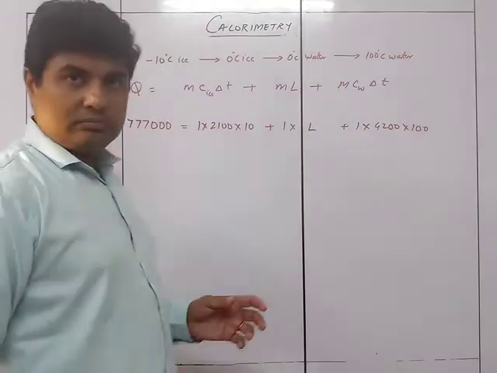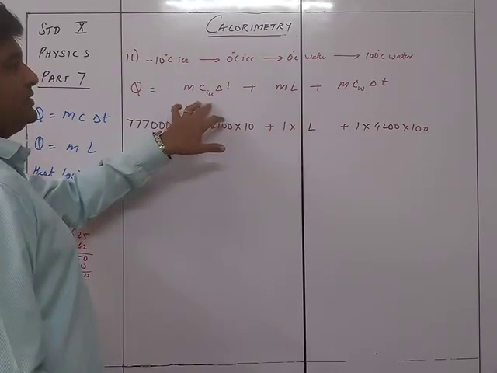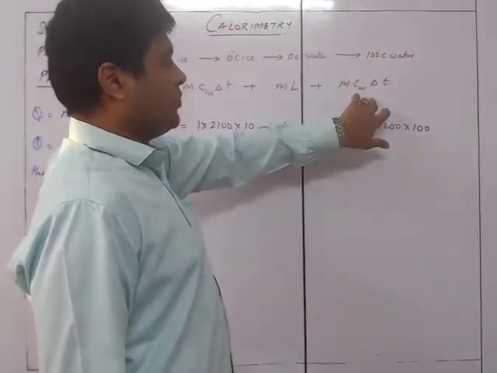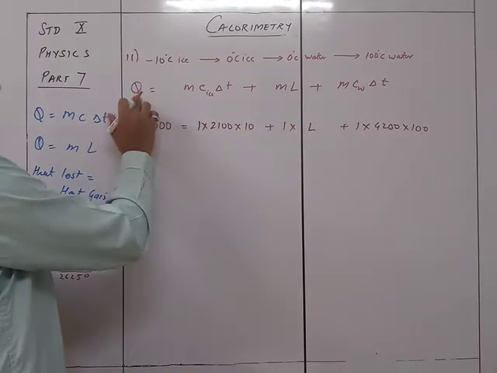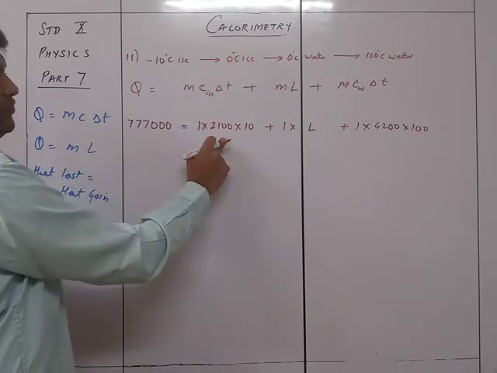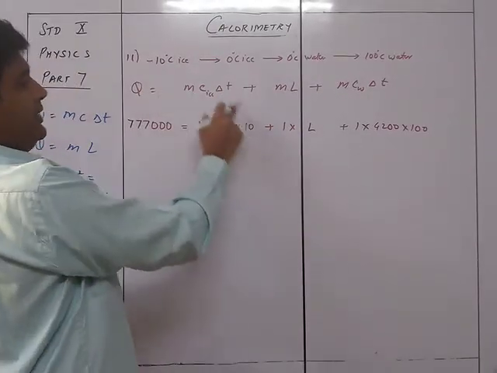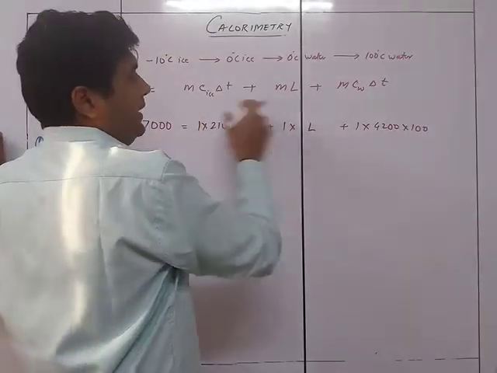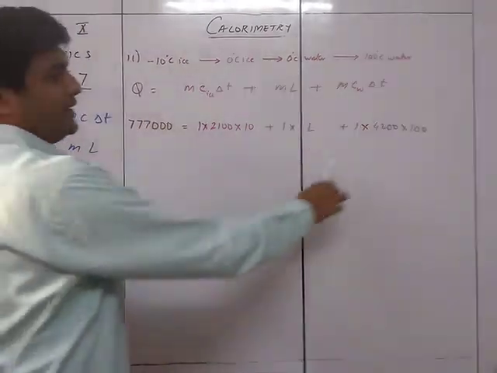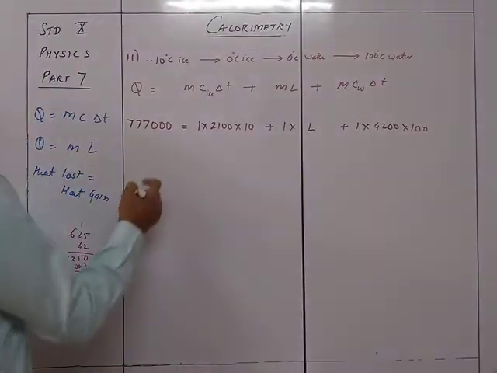Got it? Minus 10 degrees Celsius ice to 0 degrees Celsius is MC delta T of ice. 0 degree ice to 0 degree water is mL, and 0 degree water to 100 degree water is MC delta T of water. You are already given that Q, the amount of heat energy, is 777000. So mass is given as 1 kg, C for ice is given as 2100 joule per kg per Kelvin, and delta T is 10 degrees Celsius. M into L is what we want. This is 1 kg for the water, 4200 is the joule per kg per Kelvin, and 100 degrees Celsius.